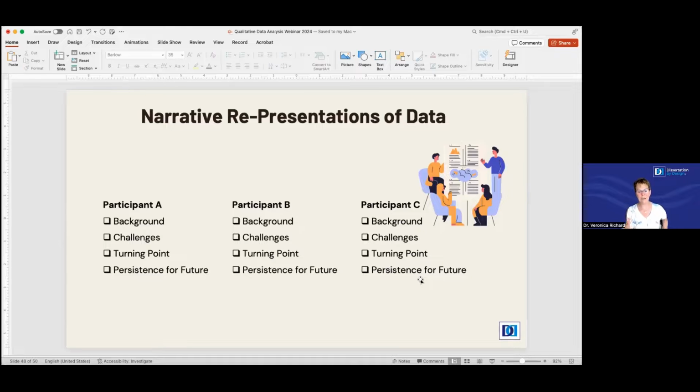And I think that's how we want to really think about things, is what's the most appropriate way to represent the data, to honor the participants and to honor the topic. And that to me really guides a lot of what I do.